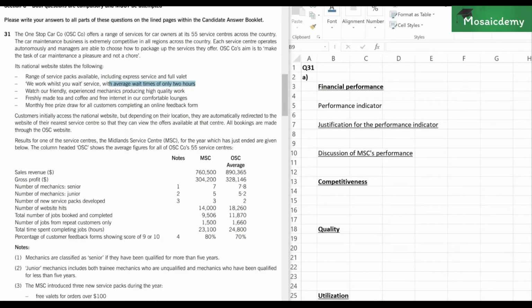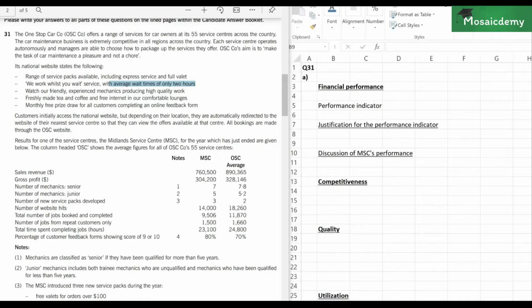Customers initially access the national website, but depending on the location they are automatically redirected to the website of the nearest service center so that they can view the offers available at the center. All bookings are made through the OSC website.